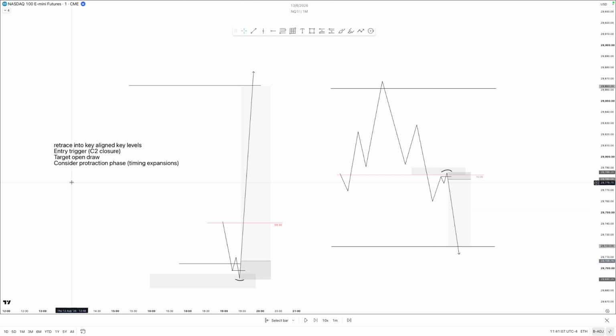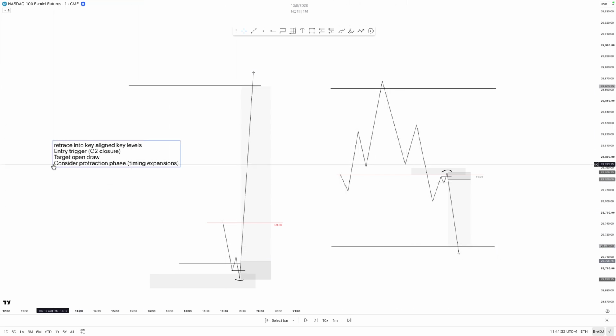All my trades include a retrace into aligned key levels, as you can see here and here, entry trigger, which is a C2 closure, like we've seen on both this low and this high at the points of reversal inside those aligned key levels, both target and open draw. So it's a market maker buy model high and a market maker sell model low.